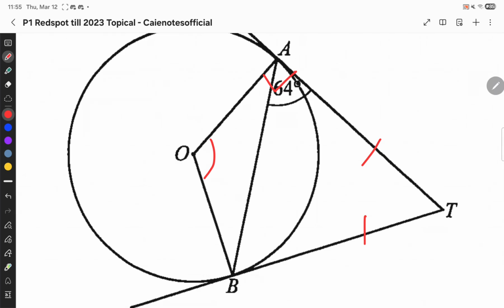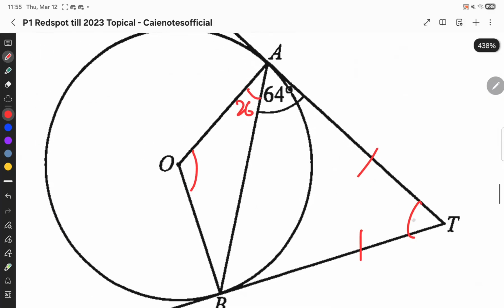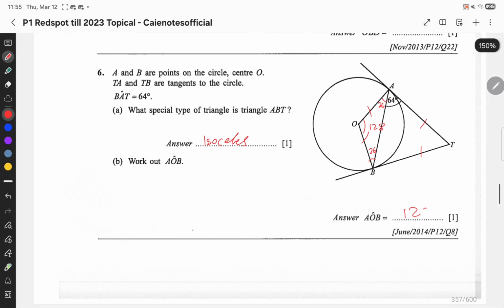This entire angle is 90, so what should the remaining be? Yes, 90 minus 64 is equal to 26. So this is 26. Alternatively, you can find this angle and then subtract it from 180, but it's the same thing. This will also be 26. Why? Because this is an isosceles triangle, because both are radii. And 180 minus 26 is equal to 128, and that is our final answer.